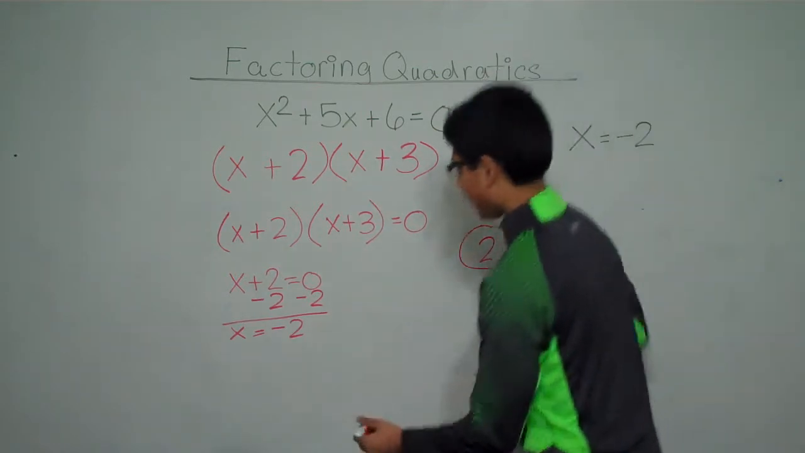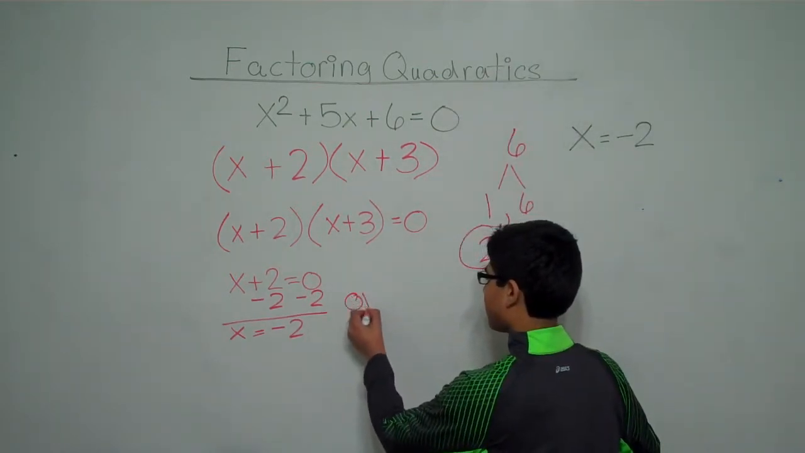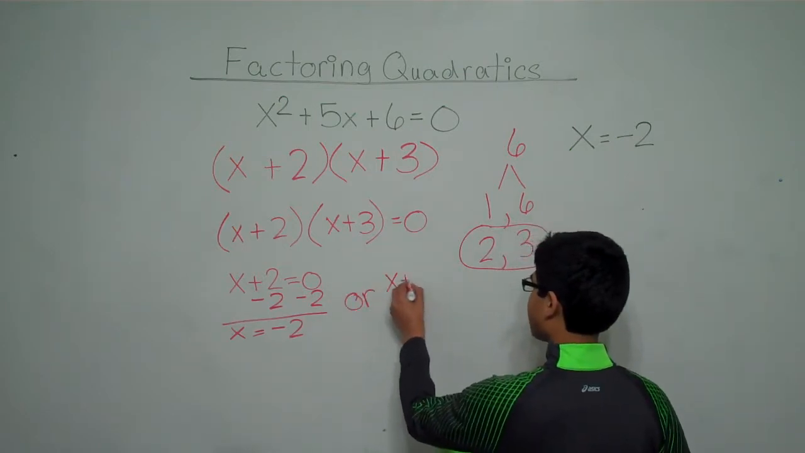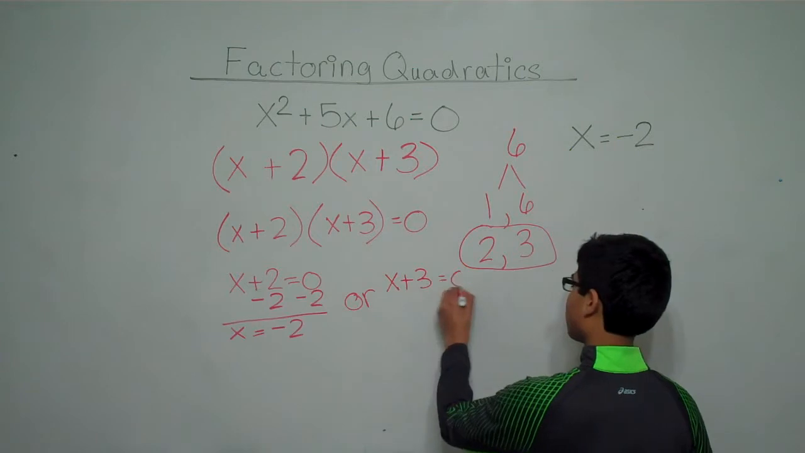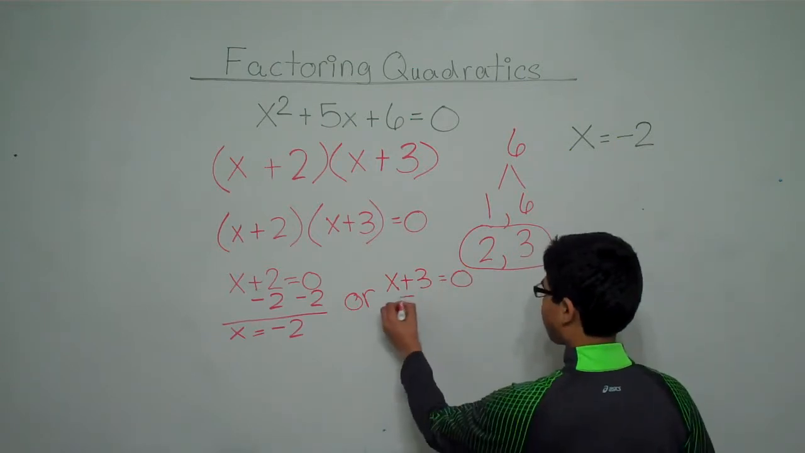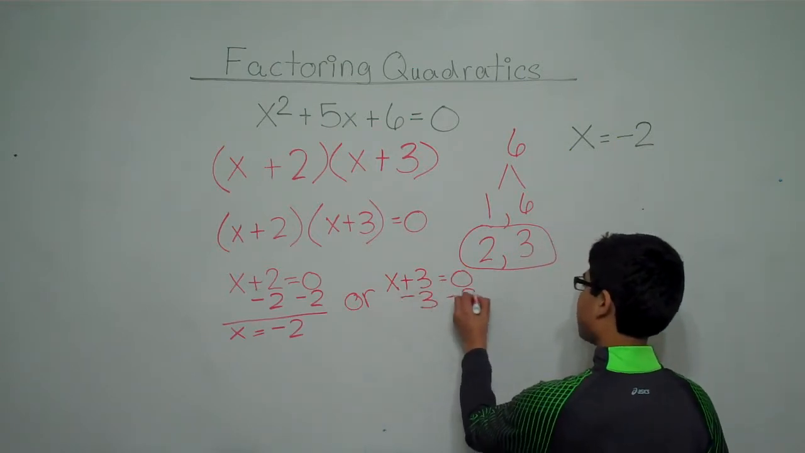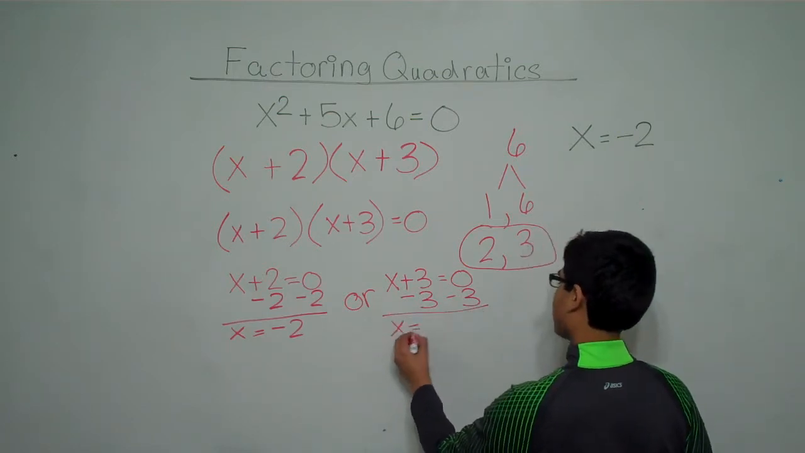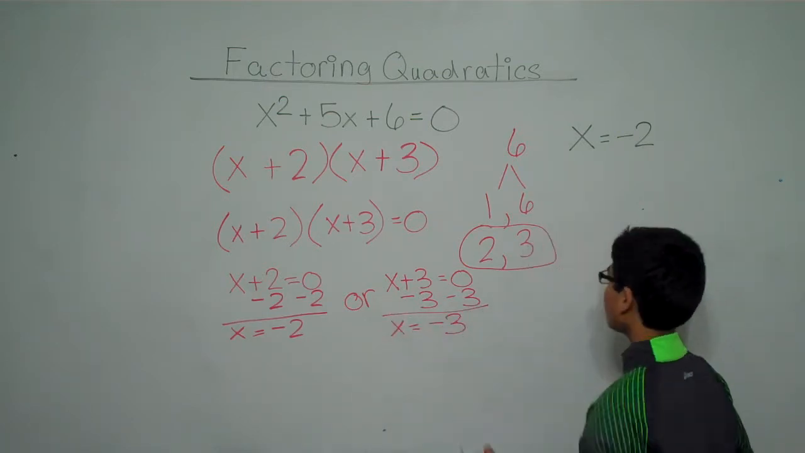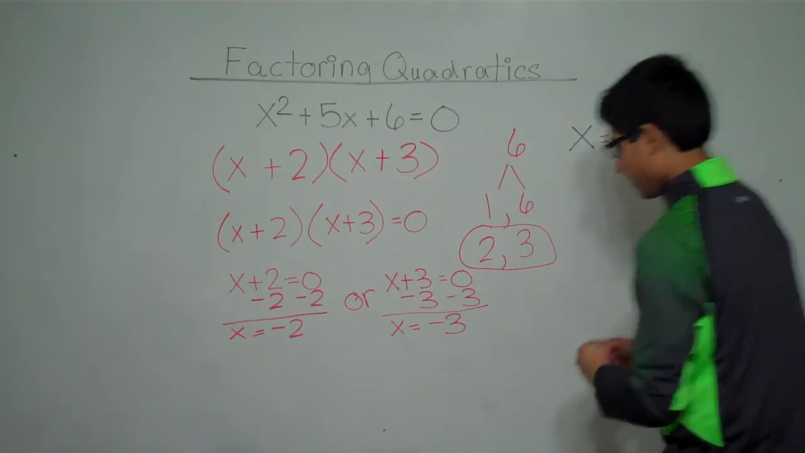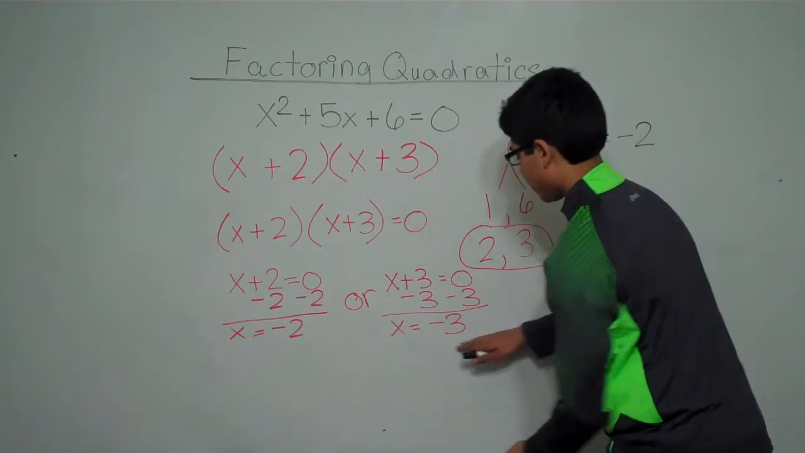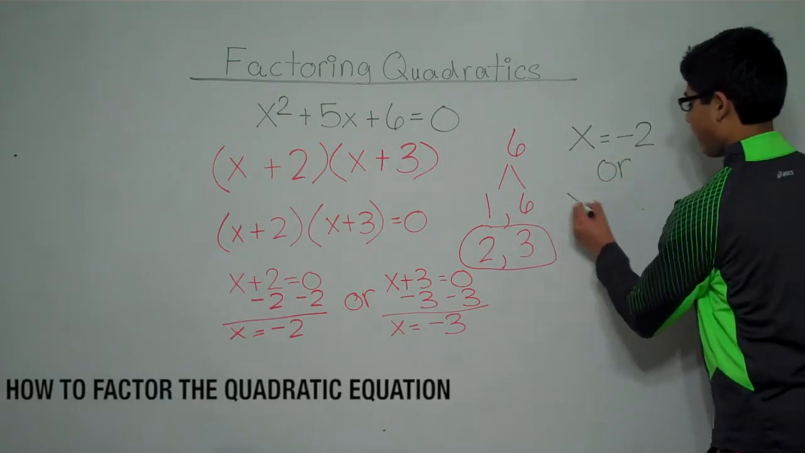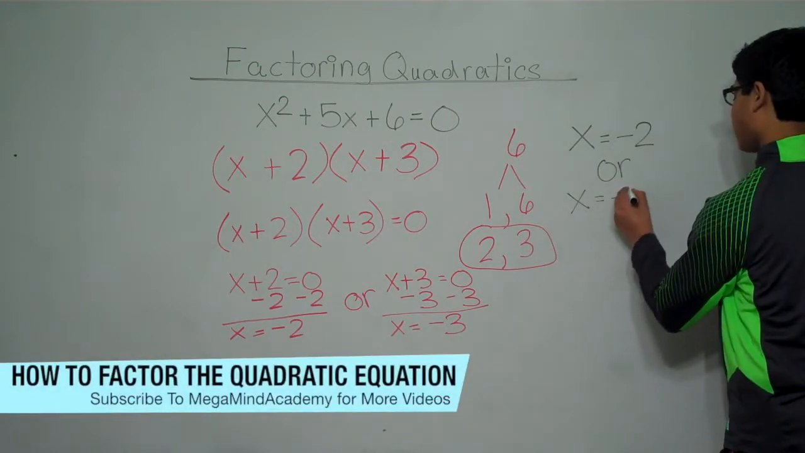or if the second binomial is equal to 0, then we have x plus 3 is equal to 0. So we subtract 3 from both sides of this equation to get x on one side, and we get x is equal to negative 3. So the second value for x is equal to negative 3.